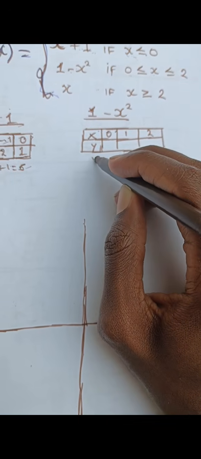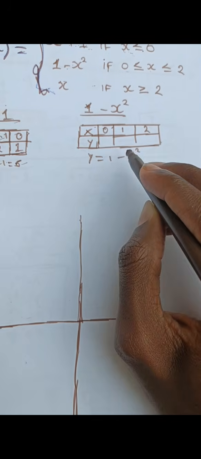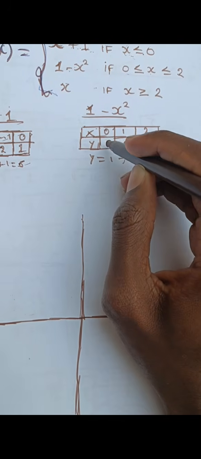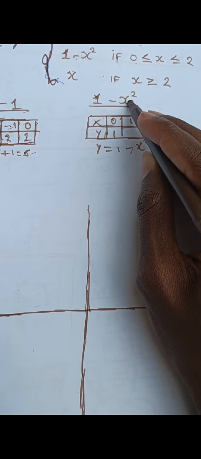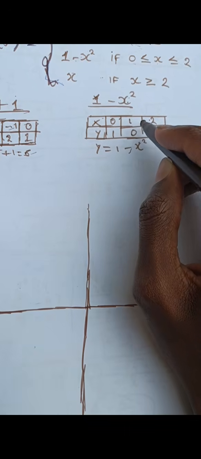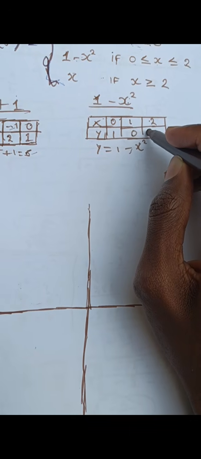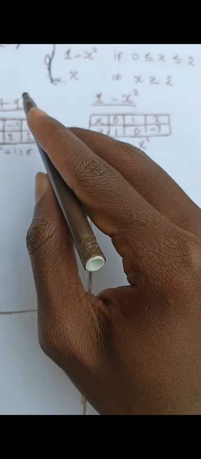To find the values of y, you say y is equal to 1 minus x power 2. So you start with 0. If I put 0 here, I'm going to end up with 1. If I put 1 here, I'm going to end up with 0. If I put 2 here, I'm going to end up with negative 3. Okay, so slowly we are moving.